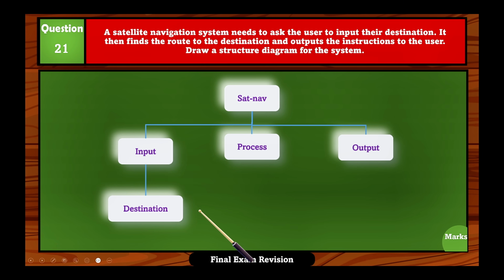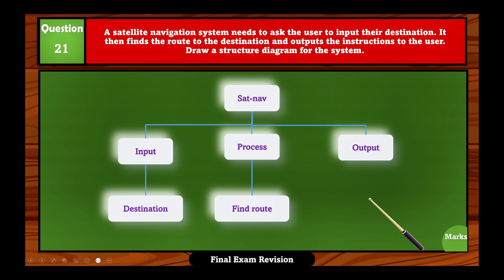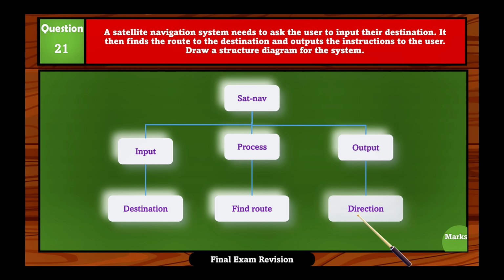What are the inputs? The input is destination. So the user will input the destination address. What is the process? The process is the program will find the route. And what is the output? The output is the app will show the directions from the user location to the destination.